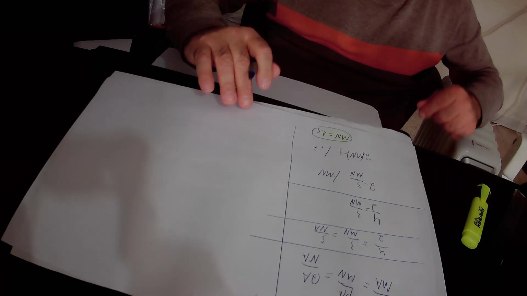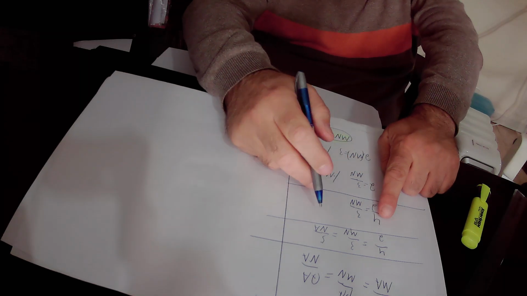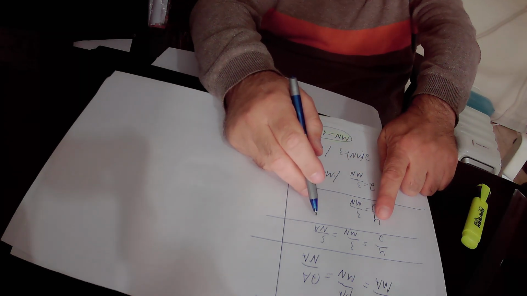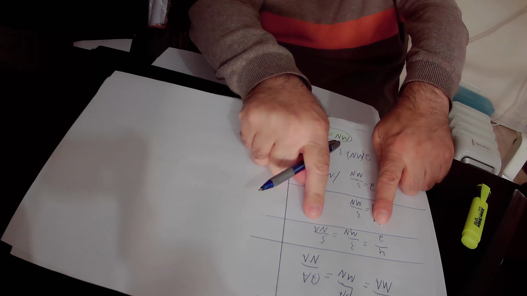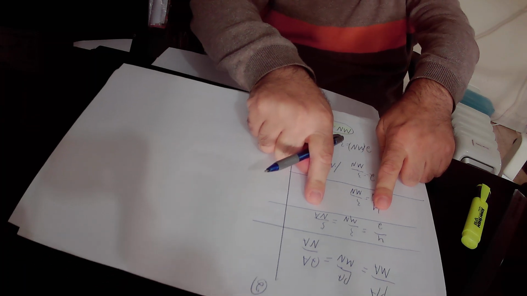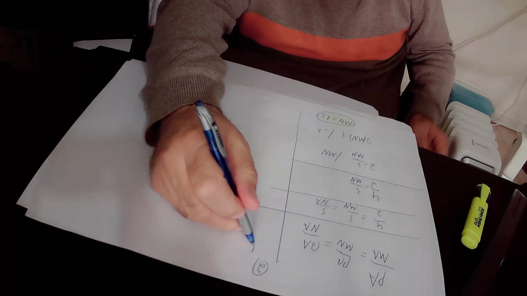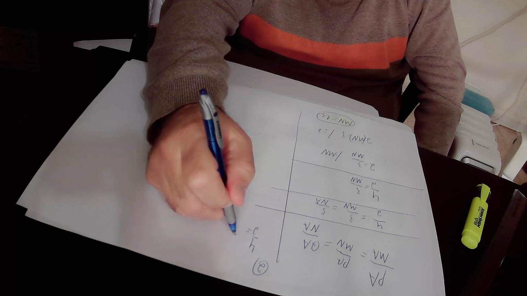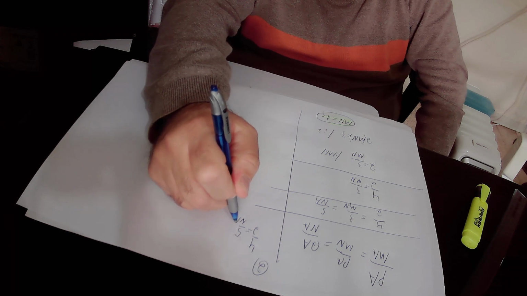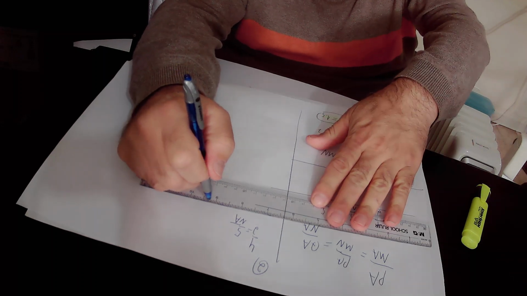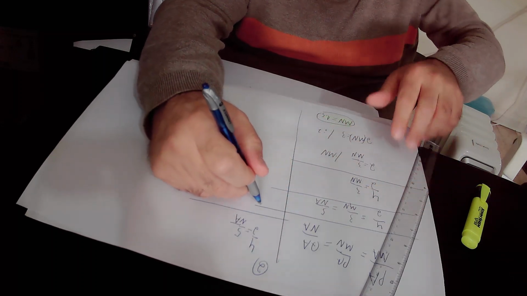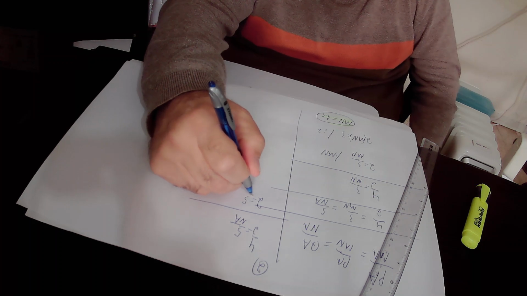From this same equation, we also can conclude that 4 over 2 equals 5 over NA. So I write it down: 4 over 2 equals 5 over NA. 4 over 2 is 2, so 2 equals 5 over NA.